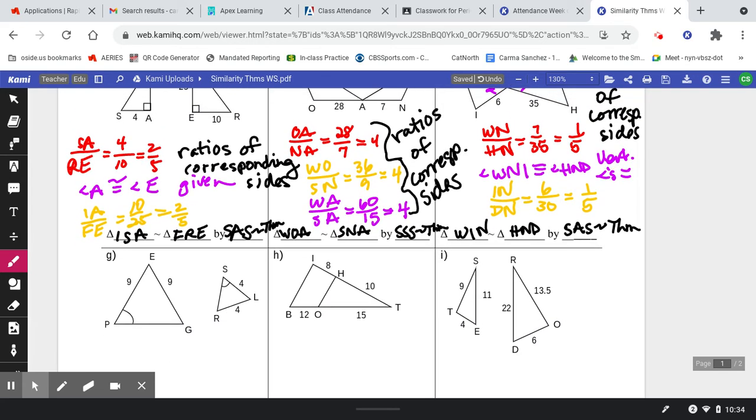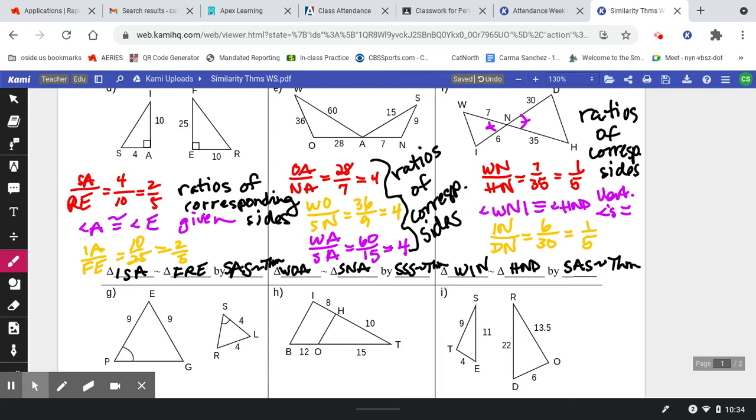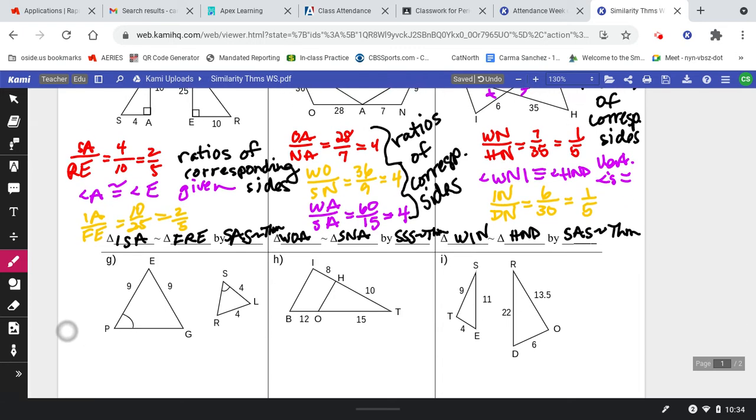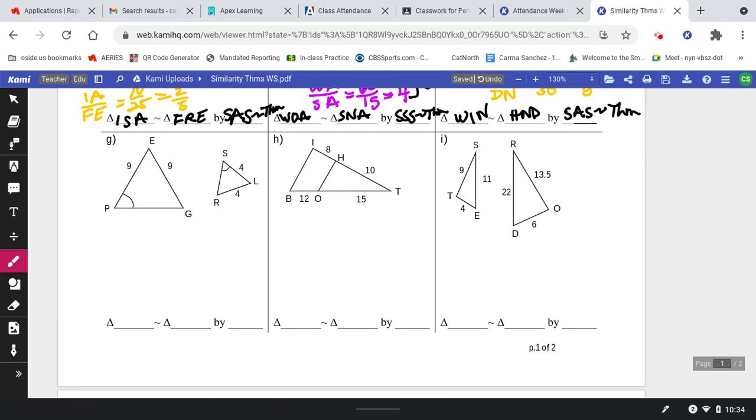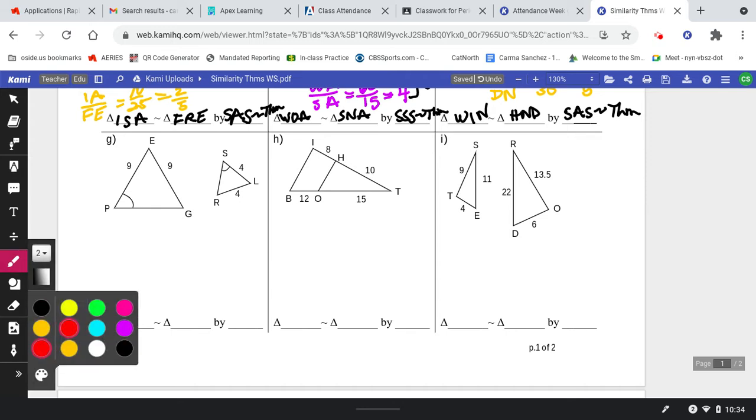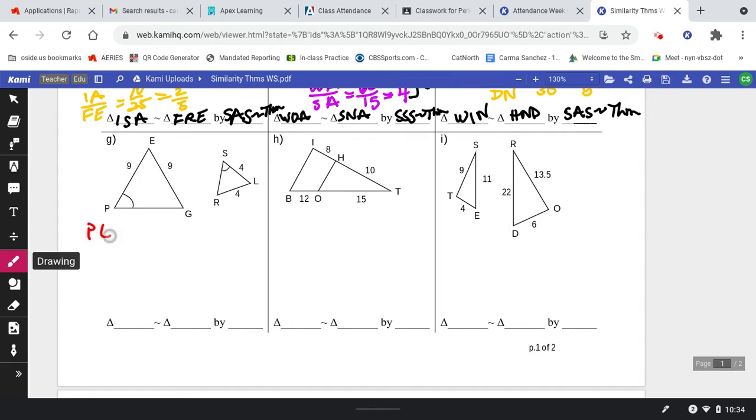Now, as you're doing these, I'm really hoping that you're pausing the video and trying them on your own and then checking your work after. Okay, part G. We have sides and an angle. Let's check these out. So we can say side PE to side LS. But then we stop because we notice the angle is not in between the sides.